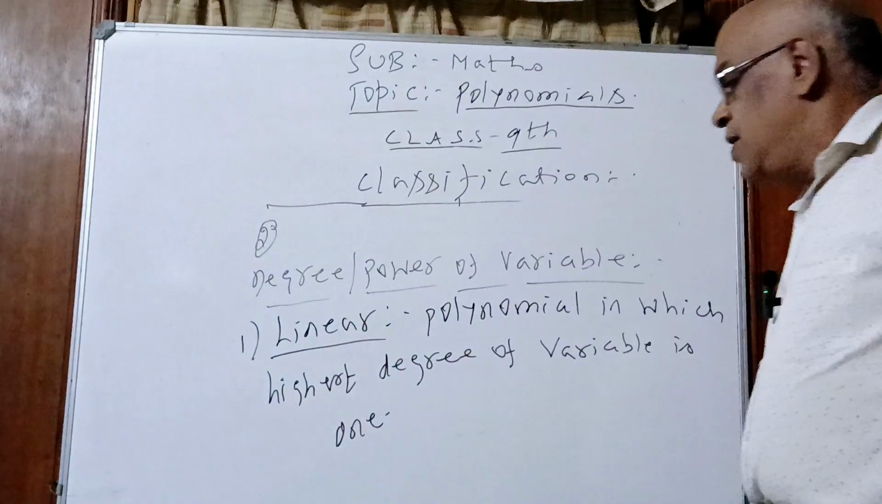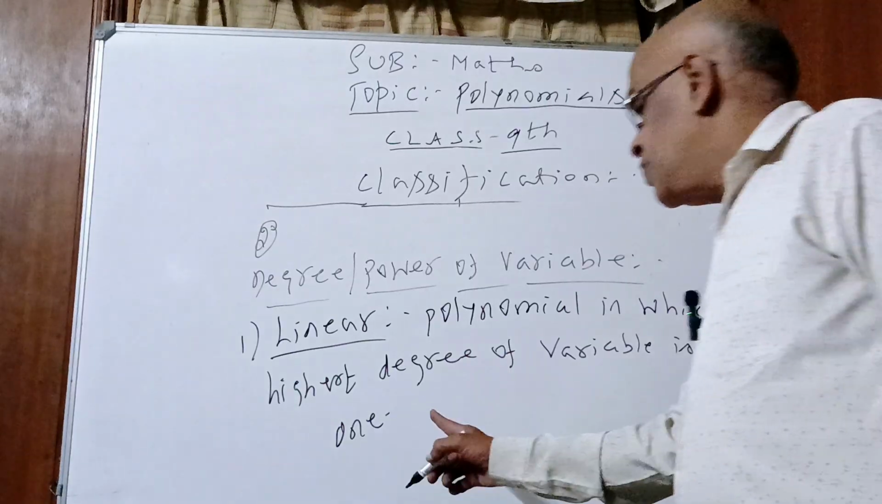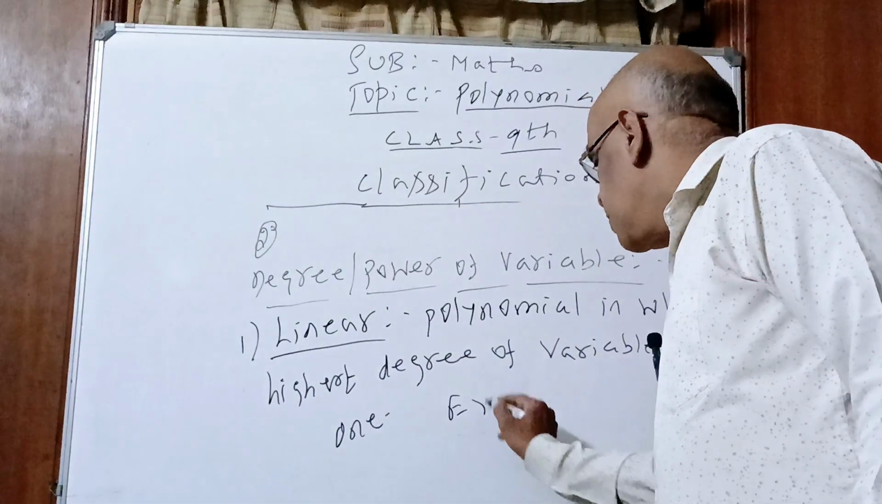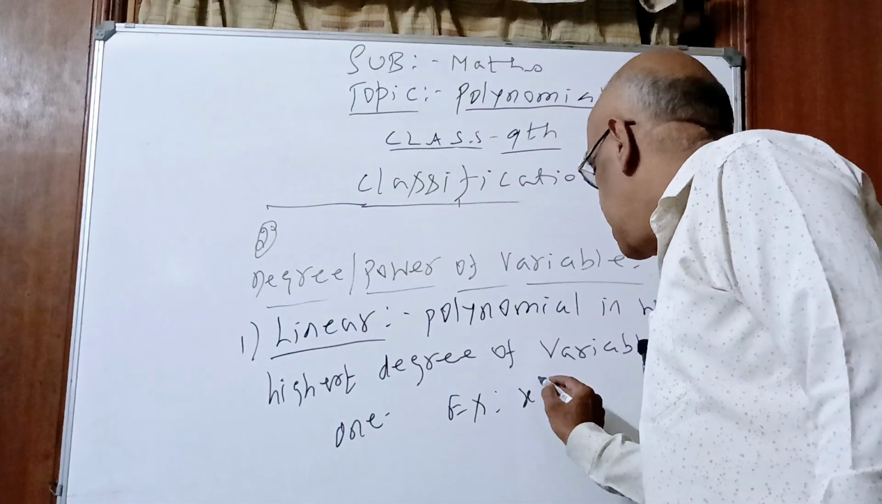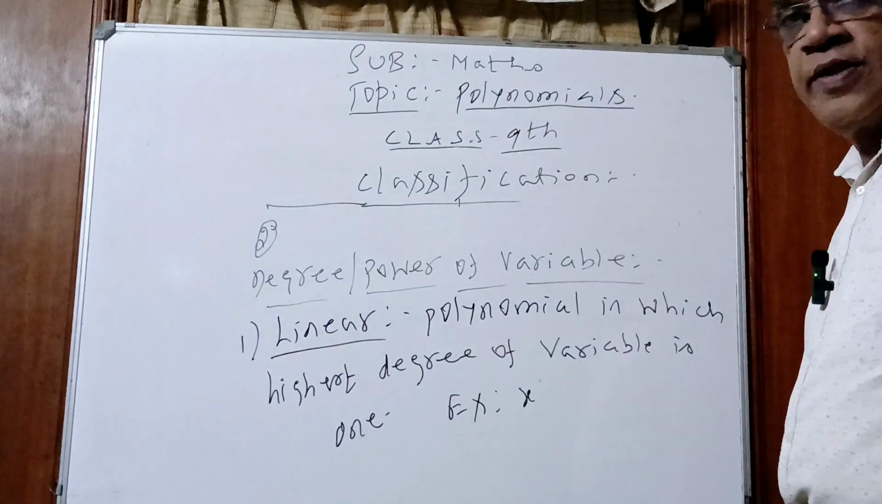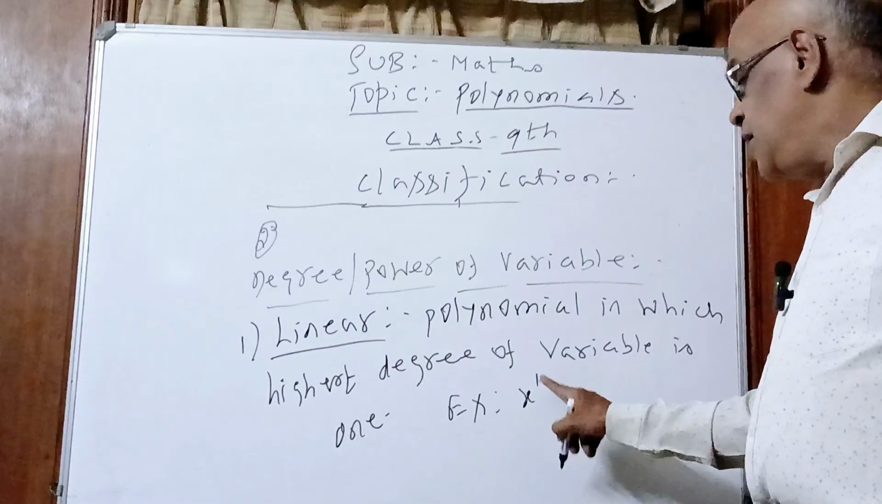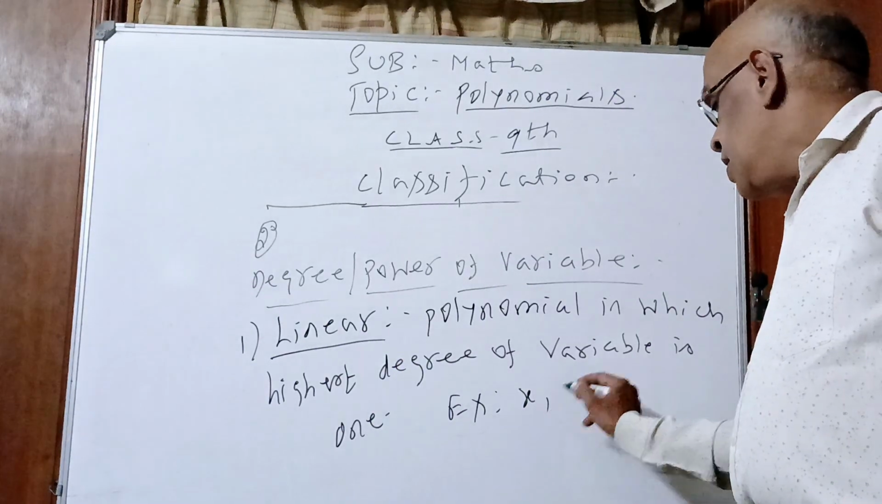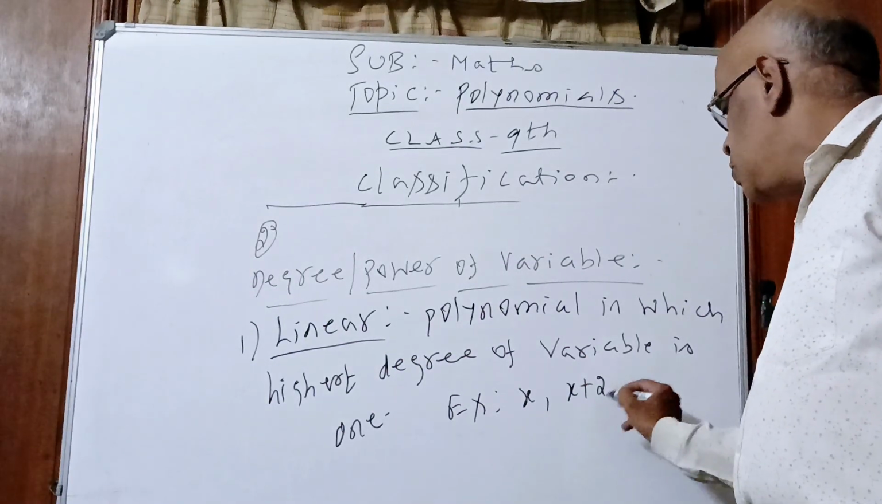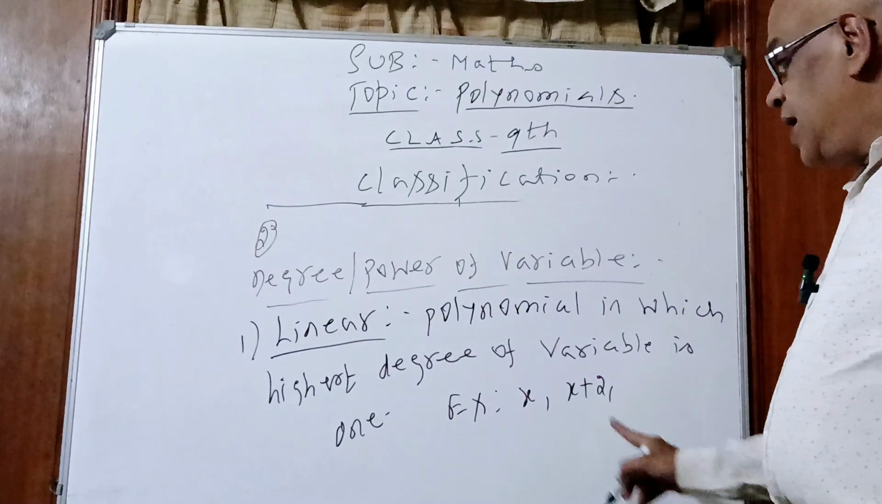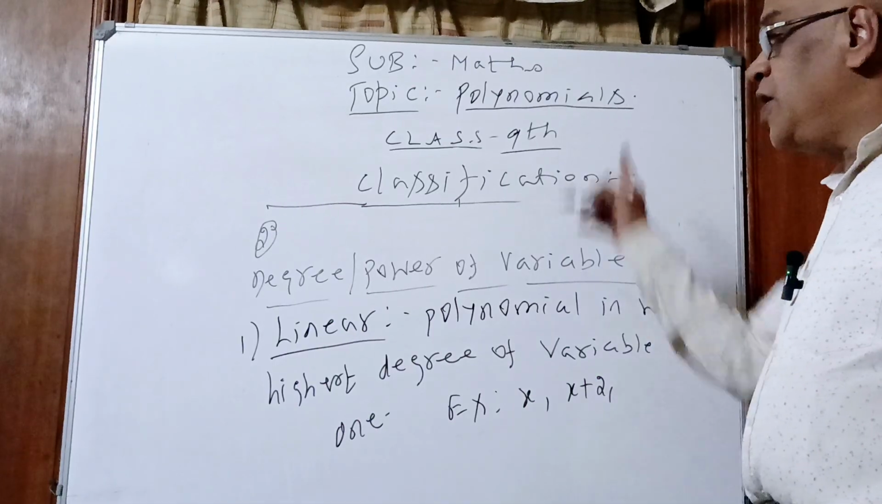Degree means power. Degree means power. Power is what, children? 1. Example, say x. Then what is the power? Power, or degree, is 1. We don't write it. Then write here, x plus 2. See, there are two terms. This is binomial based on terms.